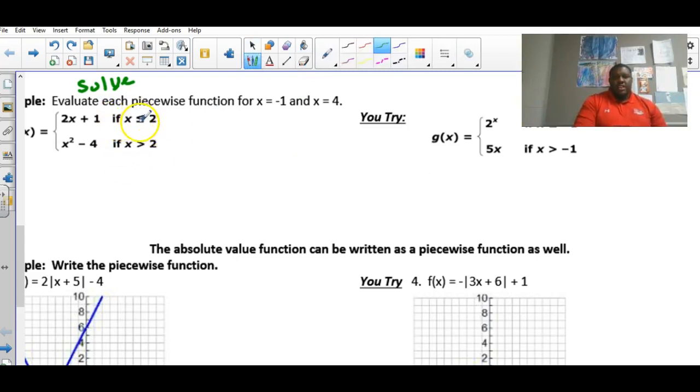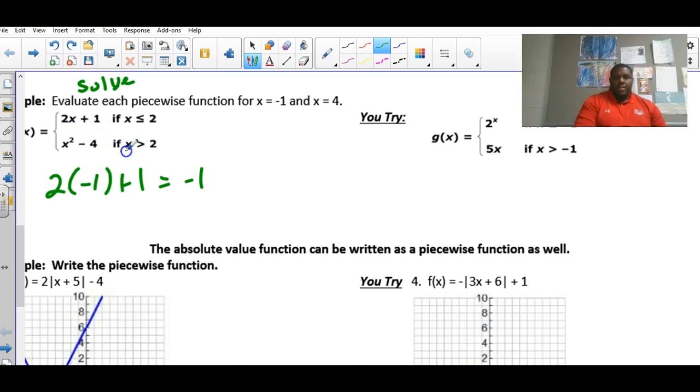Now, to this problem right here. This says if x is less than or equal to 2. Which one of our two x values would fit this condition? Is -1 less than or equal to 2? It is. Is 4 less than or equal to 2? It is not. So we won't bother with the 4 for this top function. We plug in the -1. So I evaluated 2 times -1 plus 1. That's -2, and -2 plus 1 is -1. That's the solution for this first function.